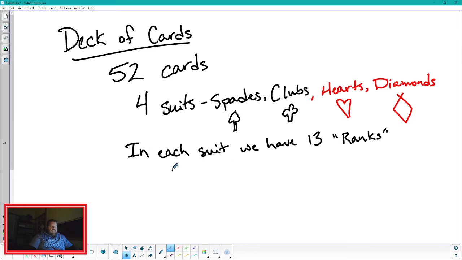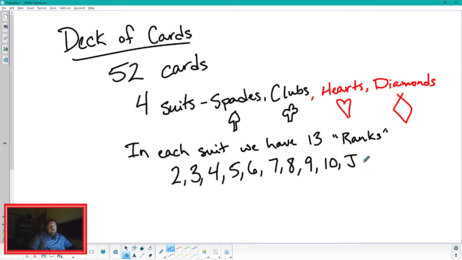But in each suit we have, I guess I'm going to go this way. I didn't plan on it. But 2 through 10. And then we have a jack, a queen, a king, and for some reason I put ace at the front. A lot of games either put ace at the front, lower than 2, or higher than king, and even some games it can play in both spots.